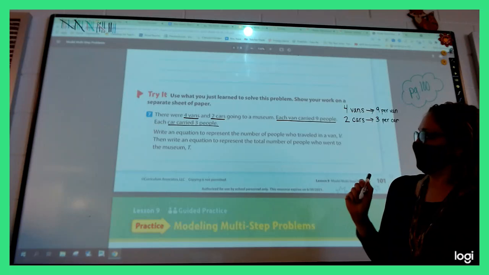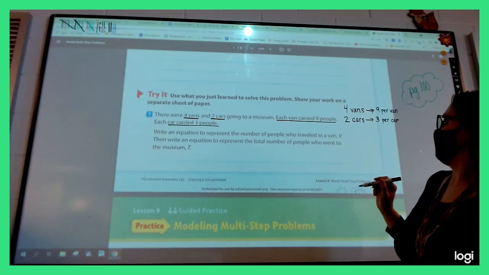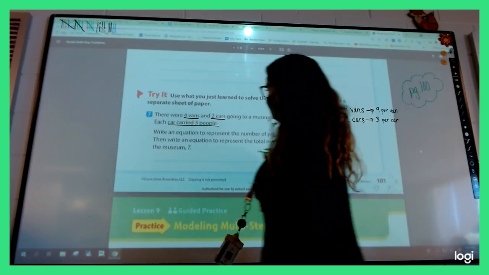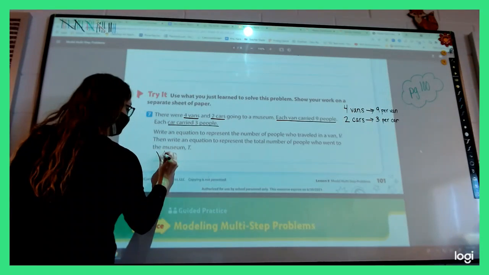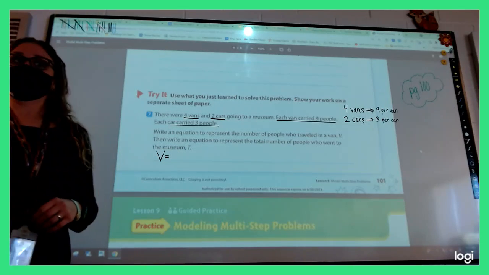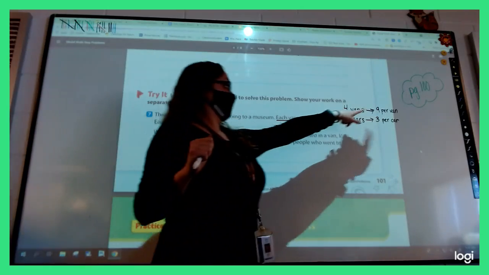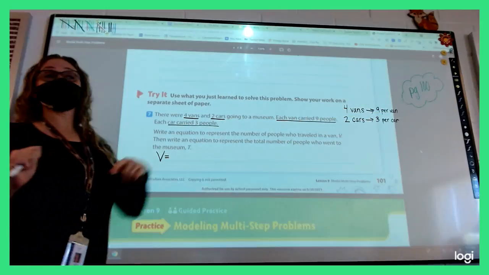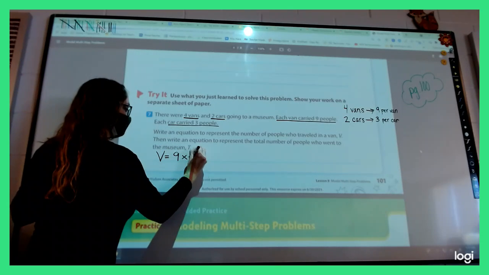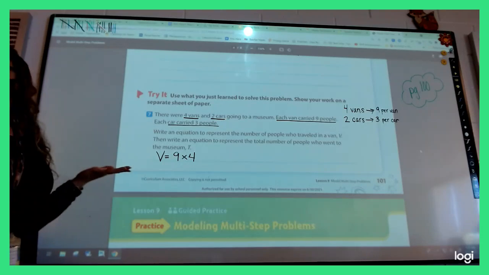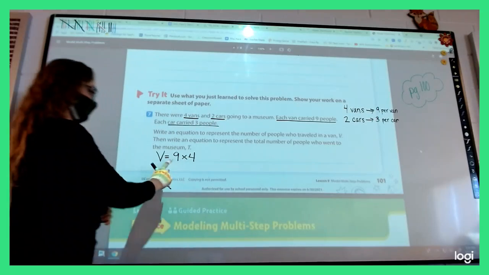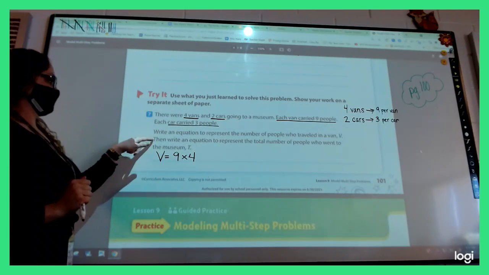So first thing they want us to do is write an equation to represent the number of people who traveled in a van, which is V. So V equals, how do I find the total number of people that traveled in a van? We know we have 4 vans, and there are 9 people in each. Liam? 9 times 4. 9 times 4. So V equals 9 times 4. We answered the first step. Okay, that was this one. Write an equation to represent the number of people who traveled in a van. We did it. Second step.